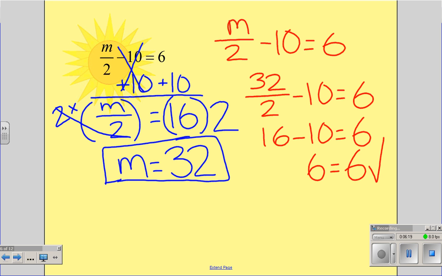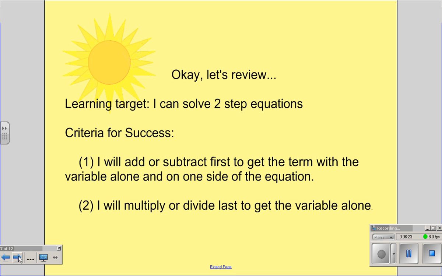And that is correct. So just to review a couple of things, our learning target is I can solve two-step equations. We have 2 criteria for success. Number 1, I will add or subtract first to get the term with the variable alone and on one side of the equation. And then step 2 is I will multiply or divide last to get the variable alone.